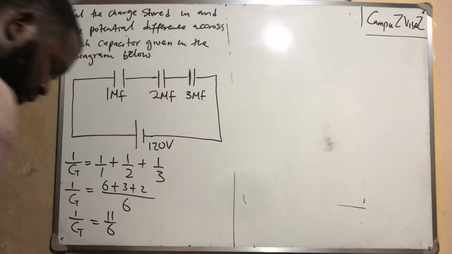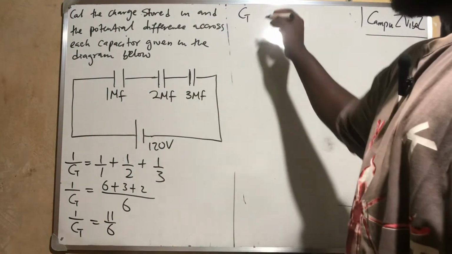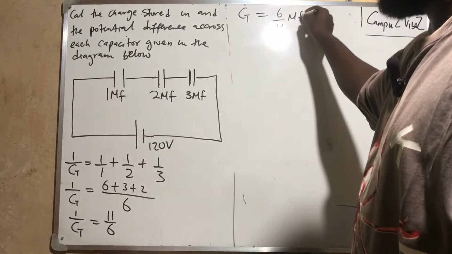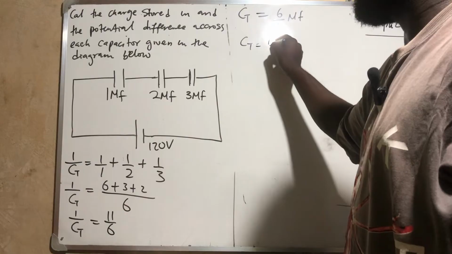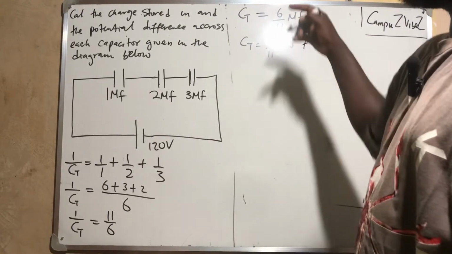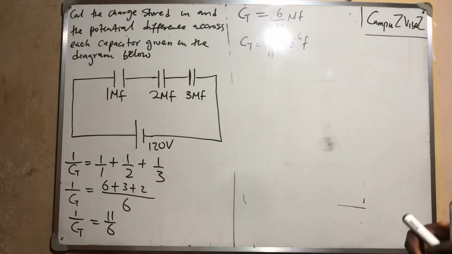All right. So if you now turn it around, you'll have that your C total, turn this one and then you turn this one. So my C total will now be 6 over 11 microfarad. So my C total is equal to 6 over 11 times 10 raised to power minus 6 farad, because micro means times 10 raised to power minus 6. All right.